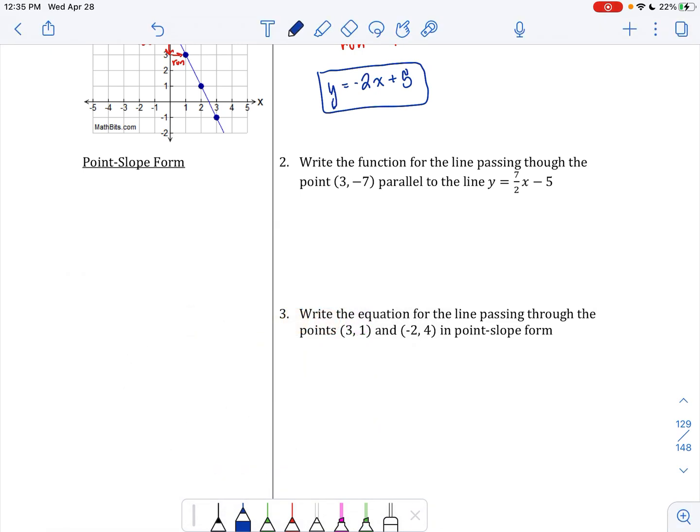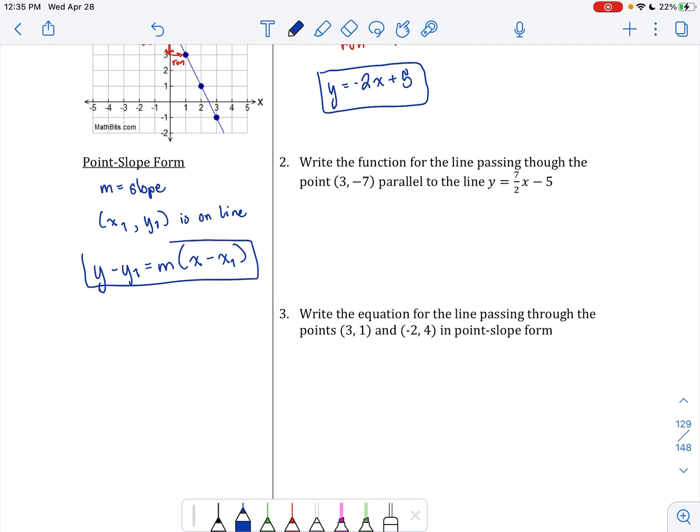Now, point-slope form uses the slope. So remember m, that's our slope. And it also just tells you a point that's already on the line. So it might not be the y-intercept. It could just be any point. So we call this x1, y1 is on the line. And then the equation is y minus y1 is equal to slope, parentheses, times x minus x1. So this is our formula right here using the slope and a point on the line.